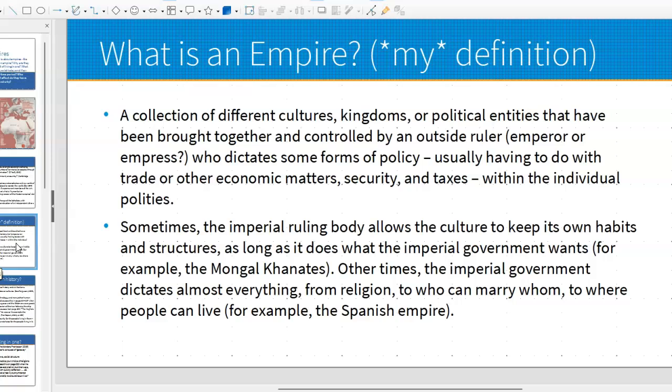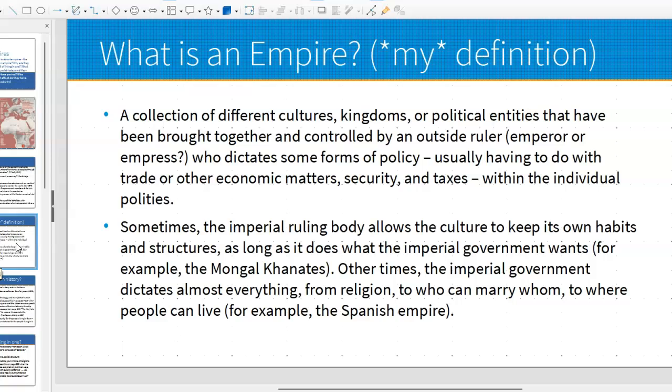My definition of an empire is a collection of different cultures, kingdoms, or political entities that have been brought together and controlled by an outside ruler, emperor, or empress, who dictate some forms of policy, usually having to do with trade or other economic matters, security, and taxes, within the individual polities themselves. What this effectively means is that you have a lot of different peoples coming together and being forced to work together for a select group of reasons by an external force. And that external force doesn't necessarily or always control everything going on in its individual components. It can, but it doesn't always do that. But it definitely controls things having to do with finances, security, and taxes.